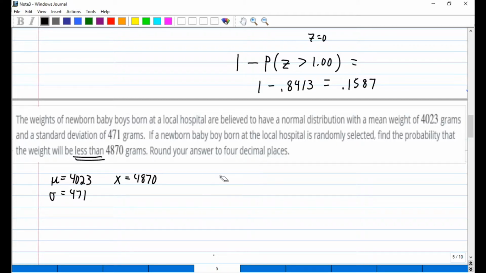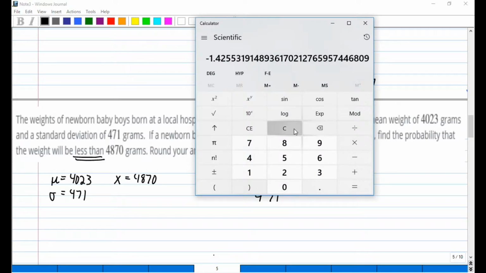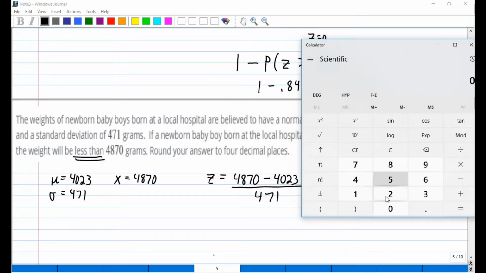Okay, so our Z-score is Z equals 4,870 minus 4,023 over 471. All right, so let's round that to 2 places. If I rounded that to 2 places, that would be 1.80.